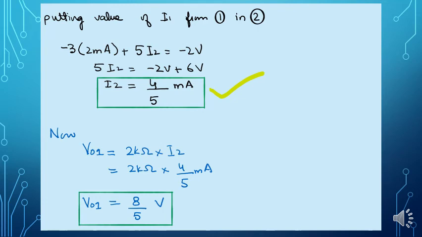Now after that, we come to our main targets. Our main targets were V out 1, VO1 and VO2. So what was VO1? VO1 was finding out the voltage across the 2 kilo ohm resistor. How can we find the voltage across the 2 kilo ohm resistor? If we know the loop current passing through that resistor, and that was I2, we simply multiply the value of I2 with 2 kilo ohms and we come to know that V out 1 is 8 by 5 volts. You can solve it in fractional form by yourself.